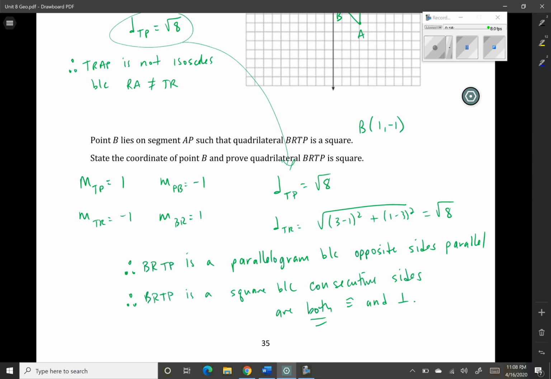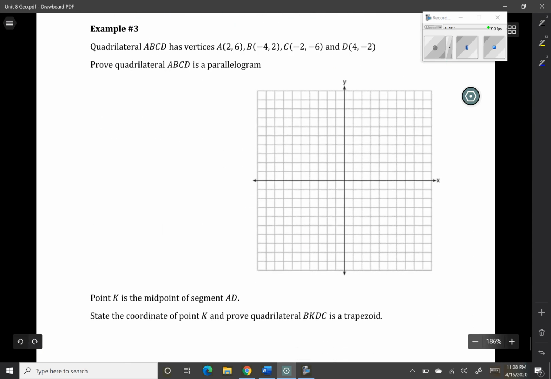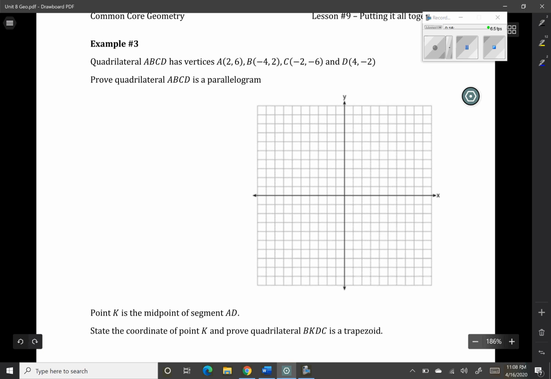Okay, square is the most work always. All right, let's keep going. So number 3 asks us to prove that this is again a parallelogram. So here I'm going to have you pause the video and see if you could do this part by yourself. We'll do the second part together.